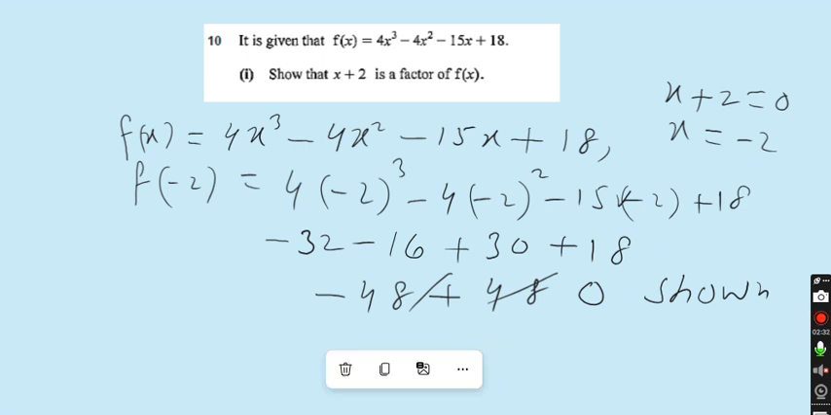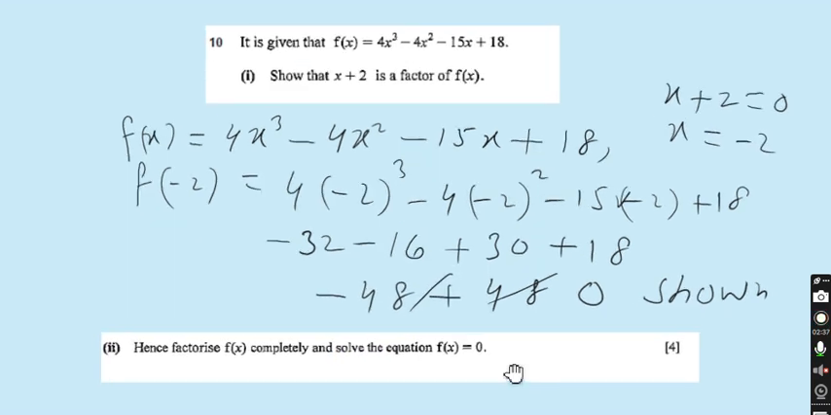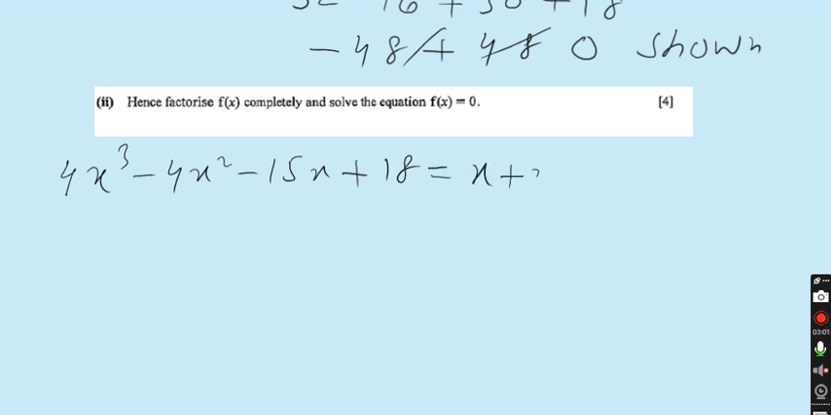Move to the second part. Hence factorize completely. So what we have, a polynomial 4x cubed minus 4x squared minus 15x plus 18 is equal to, we have already proved that x plus 2 is a factor. Now convert this cubic polynomial into linear and quadratic.